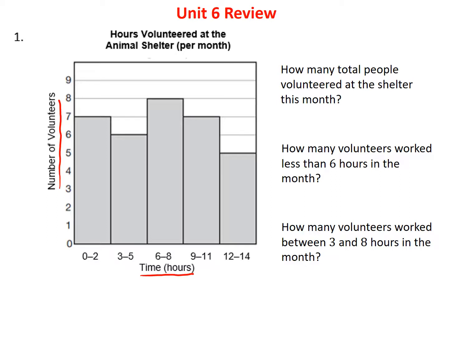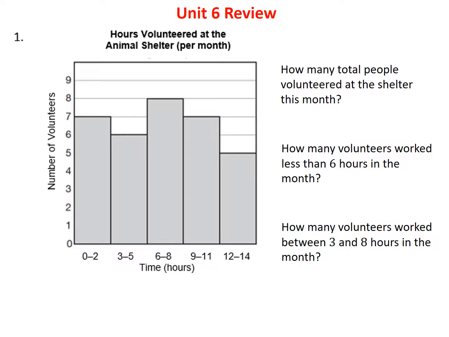For example, the way you read a chart like that, let's take this middle column here. If I look at the middle column, I notice that there were, coming across from the number of volunteers, 8 volunteers, and each of those 8 people worked somewhere between 6 and 8 hours. And that's the nature of a histogram. Each column tells you how many people worked that range of hours.